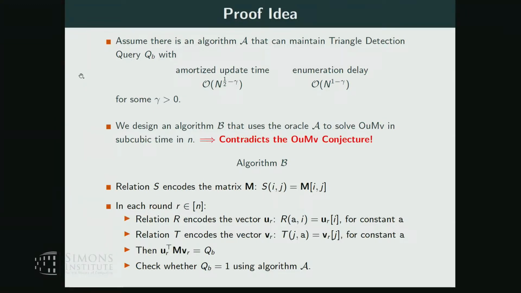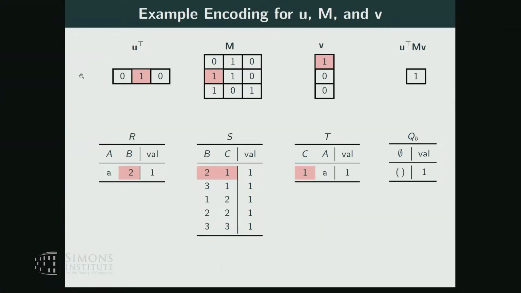If we check that, it tells us whether we'll basically solve our original problem on matrices. So let me show you an encoding for U, M, and V. Imagine that U is this one. I put it transposed, I show it like a horizontal vector here, and it has only the second position with value 1. The rest is 0. Then the matrix has these ones, and the rest are 0. And the vector is this one here, the vector V, which is now a column vector, right?